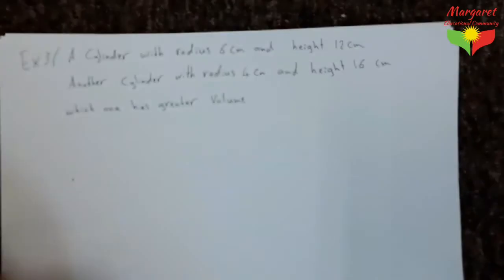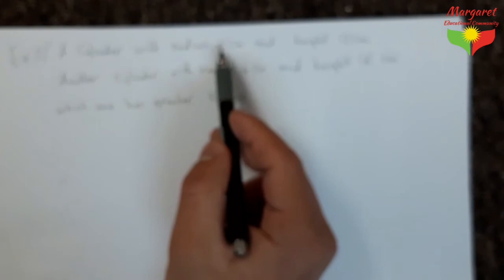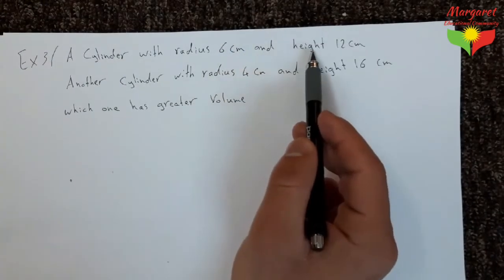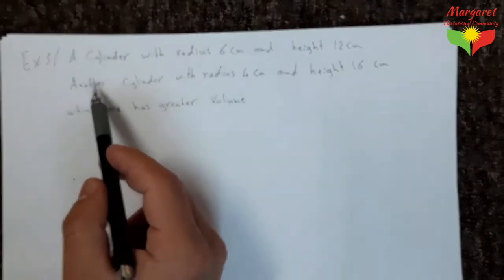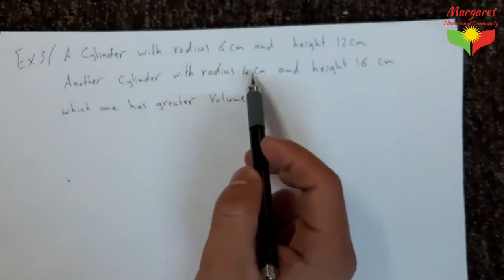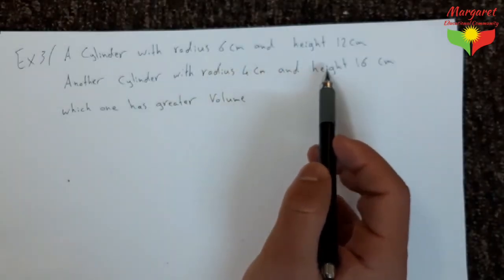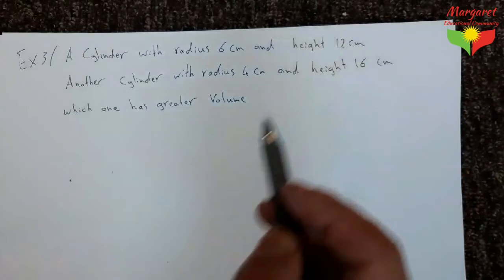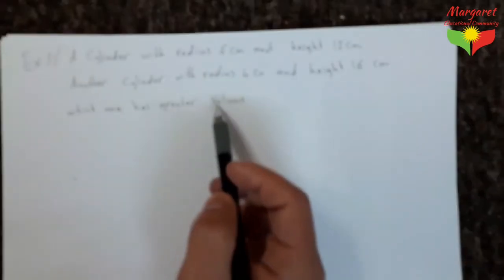After that, we have example 3. Example 3 says a cylinder with radius 6 centimeters and height 12 centimeters, and another cylinder with radius 4 centimeters and height 16 centimeters. Which one has greater volume?